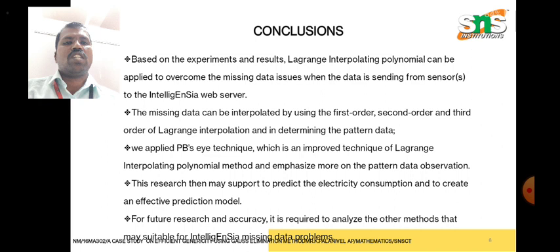For future research and accuracy, it is required to analyze other methods that may be suitable for Intelligentsia missing data problems.